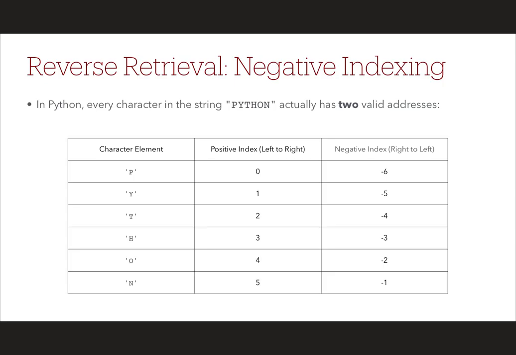So as I said, if I have this "Python", this P has 2 index values, index 0 and -6. Y has 2 indices, +1 or -5. The last letter N has 2 index values, 5 and -1. So there are 2 ways for indexing.